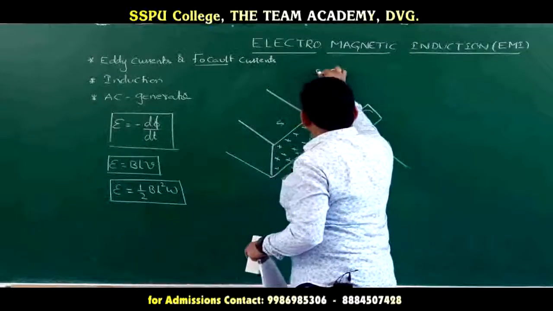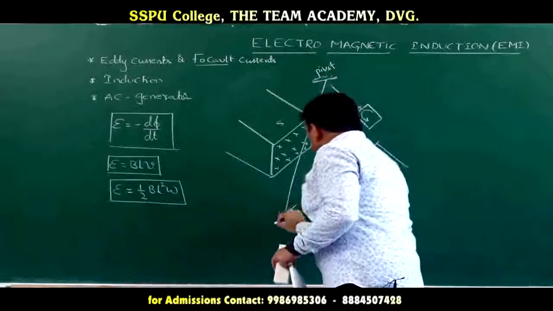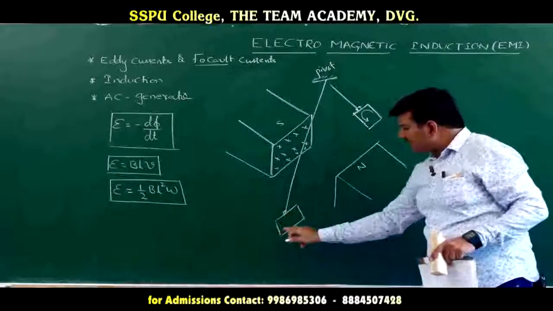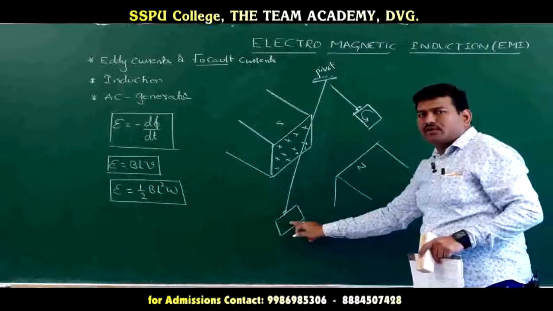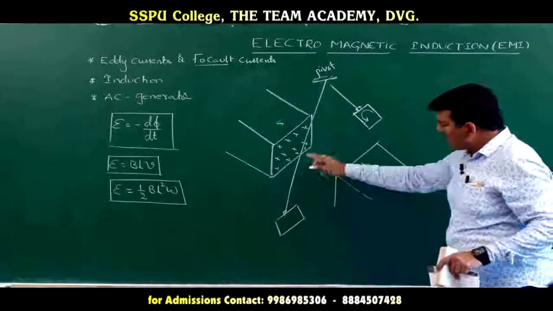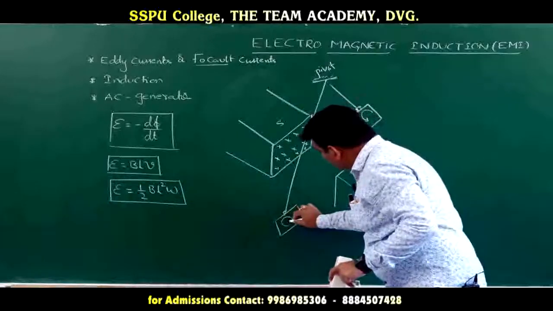So this is the pivot here, and when it comes out, then what is going to happen? Here when it is coming out, the flux linked with this is decreasing. Therefore, the induced flux should enhance the already existing flux. Therefore, the direction should be in which direction? It should be in this way.